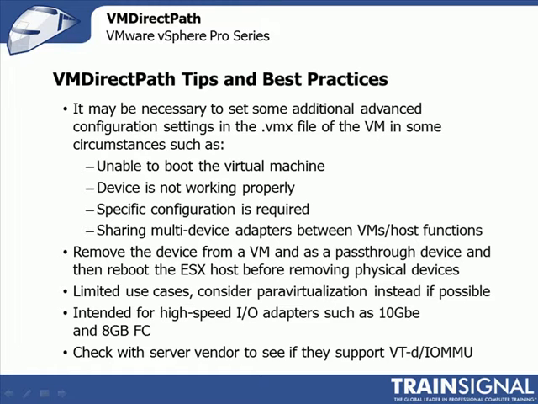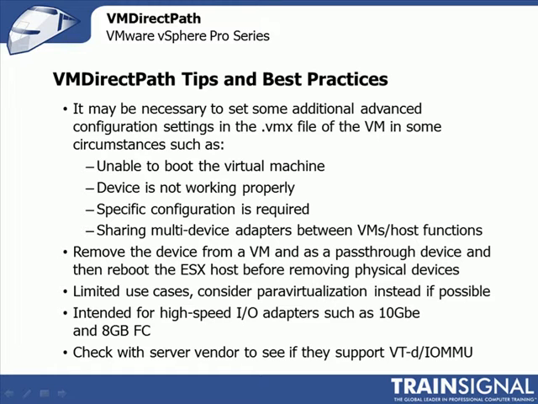If you need to remove an I/O device from the host, make sure you first remove it from the VM, unmark it as a pass-through device, and reboot the host before you remove it from the host. VM Direct Path has very limited use cases, should only be used in certain situations when you need the maximum I/O possible on a VM or for security purposes if you want to isolate a NIC to a VM in certain situations such as a DMZ environment.